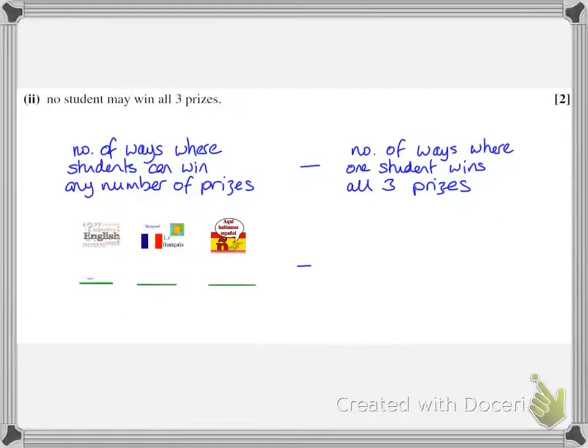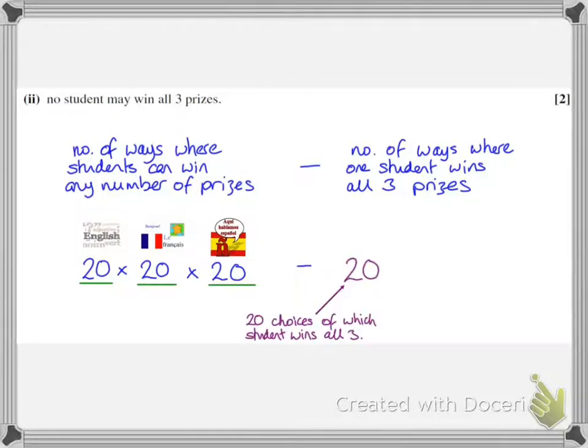So the first part, we could be picturing the ways to allocate the prizes. Because any student can have any number of prizes, we've got 20 students who could each win English and French and Spanish. So 20 multiplied by 20 multiplied by 20. That's 8,000 ways to allocate the prizes. But we're not allowed to include the ways where one student wins all 3 prizes. Well, there are 20 students, so there's 20 choices of which student wins all 3 prizes. So our final answer is just 20 cubed minus 20, giving us 7,980 ways of awarding the prizes.